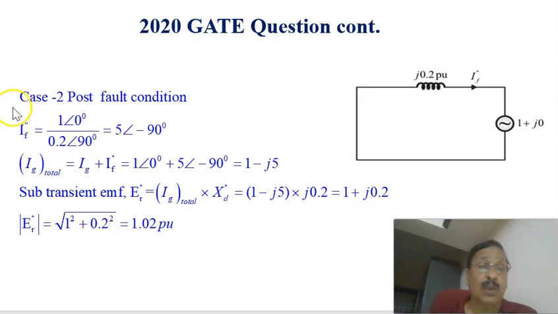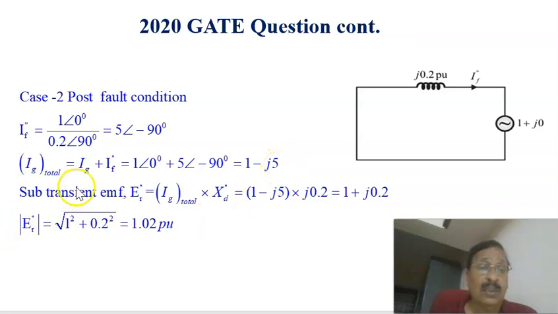Now continuation of the same problem, case 2, the post-fault condition. This is the post-fault condition where If double dash is equal to this voltage, 1 angle 0, divided by j0.2, that is 0.2 angle 90, or equal to 5 angle minus 90. The total current Ig total equals Ig plus If double dash, that is 1 angle 0 plus 5 angle minus 90, and the summation of that is equal to 1 minus j5.